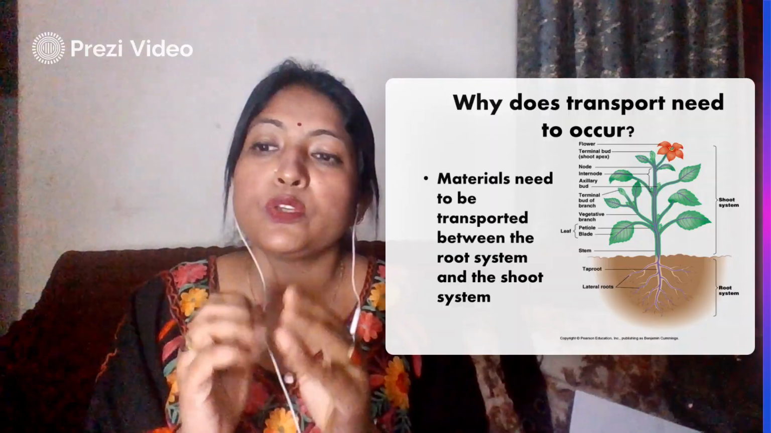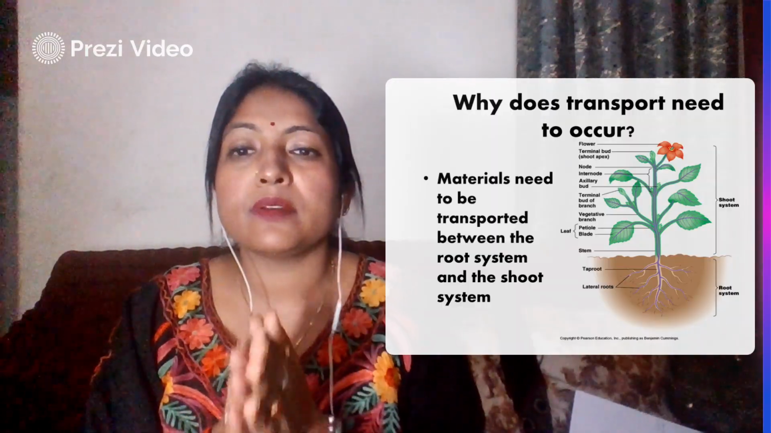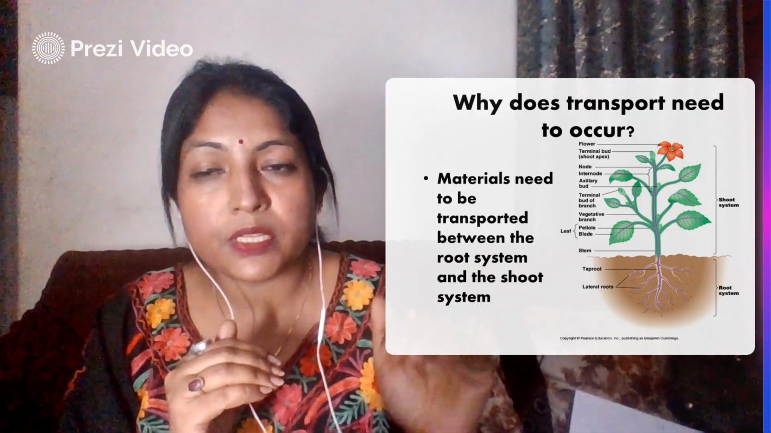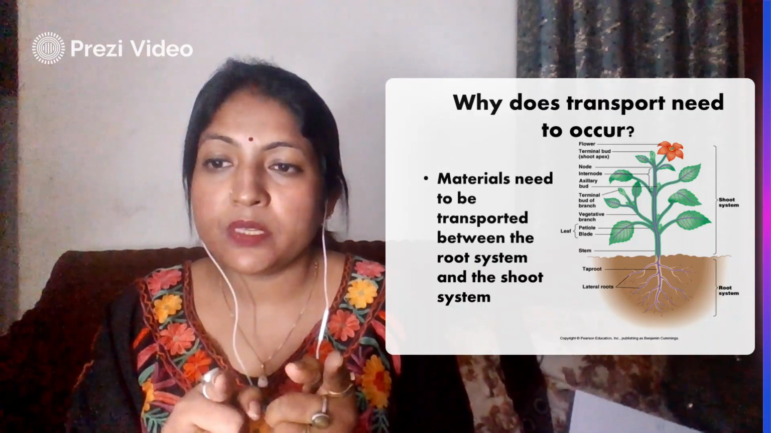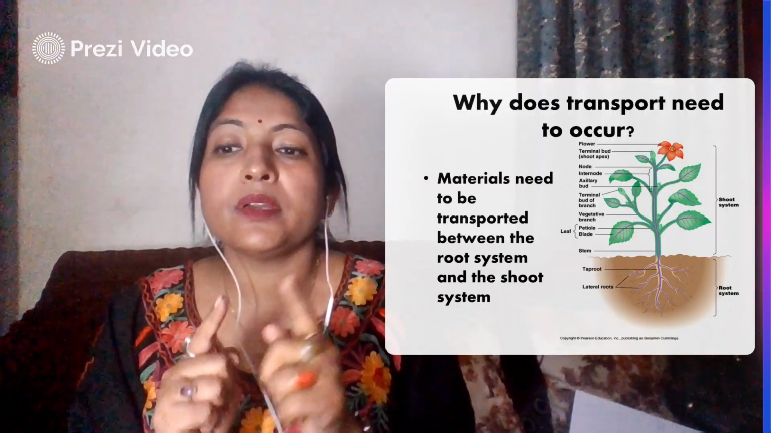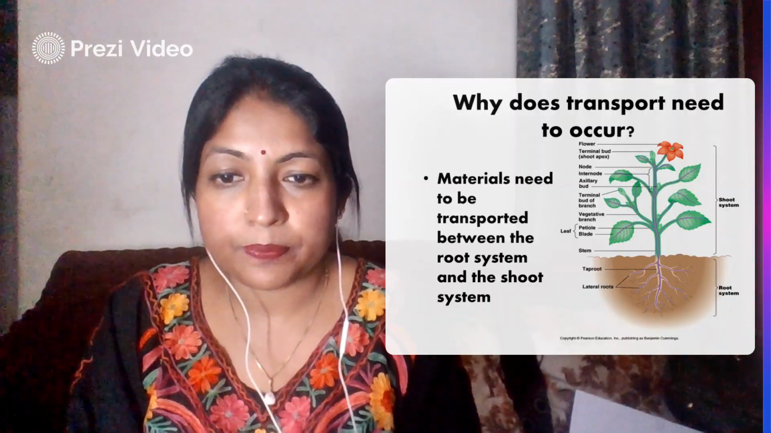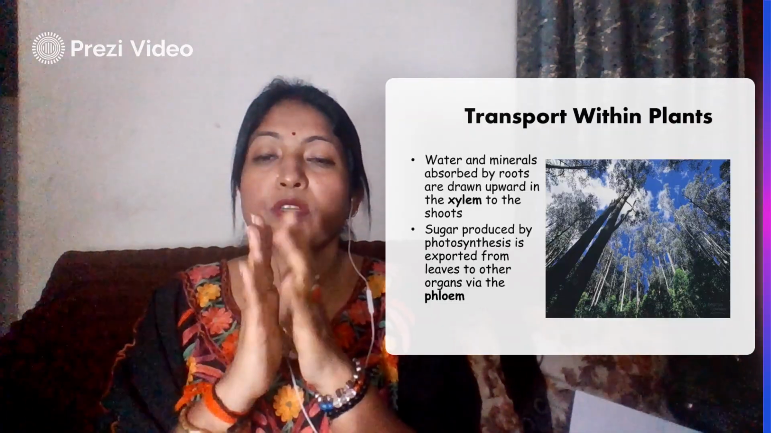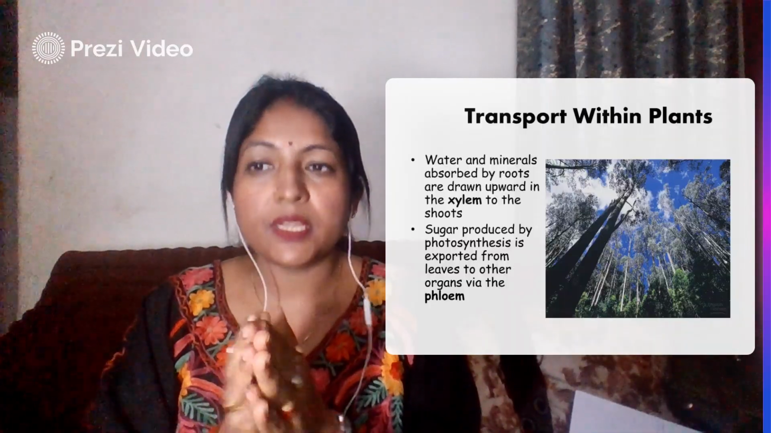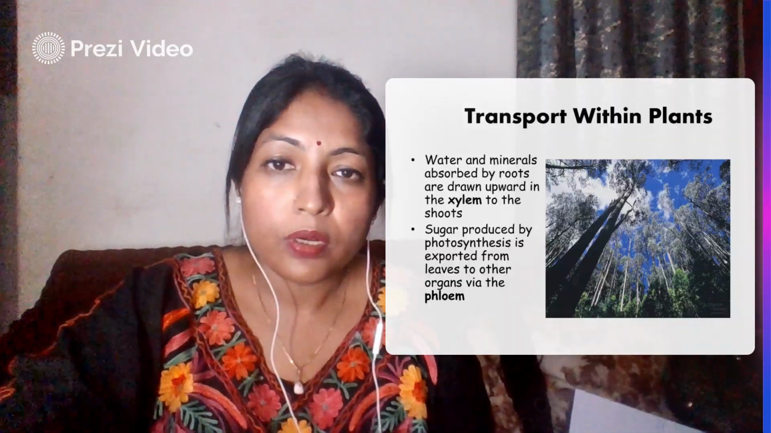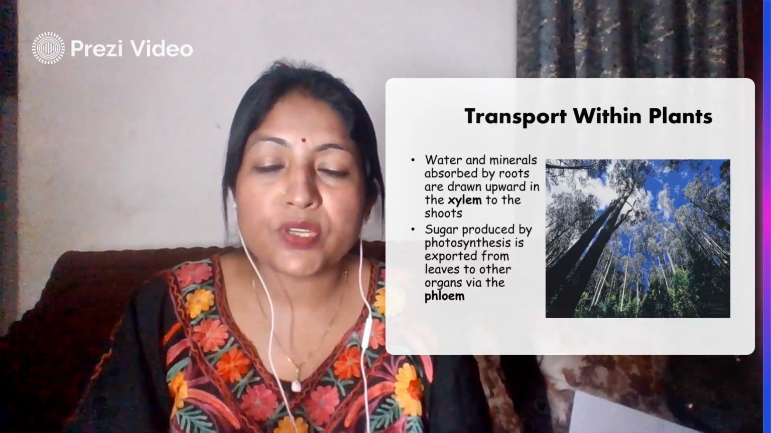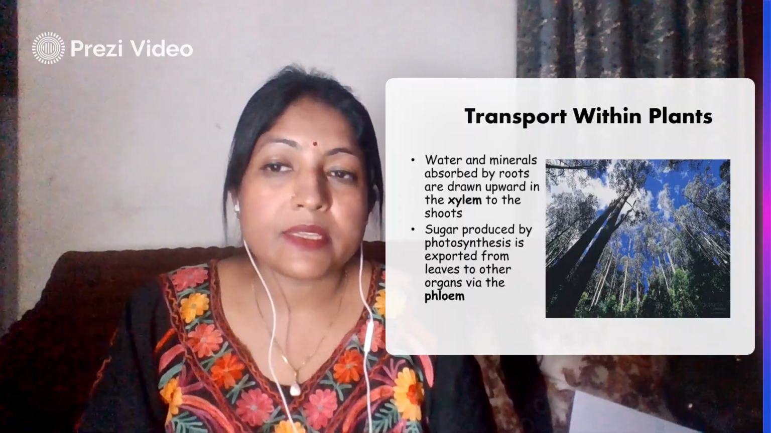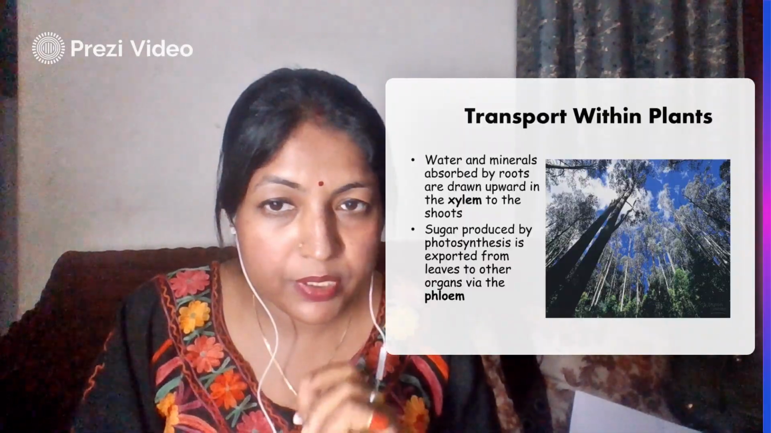And fifth one, to coordinate growth and responses. Hormones need to move to specific tissues to control development, flowering and response to the environment. Transport within the plant is essential for moving water, nutrient and food to where they are needed. Plants have two main transport systems.